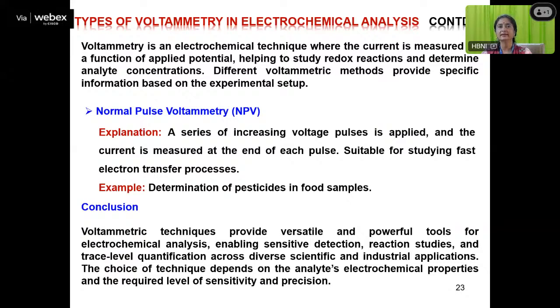So the voltammetric technique provides versatile and powerful tools for electrochemical analysis, enabling sensitive detection, reaction studies, and trace level quantification across diverse scientific and industrial applications. So the choice of technique depends on the analyte's electrochemical properties and the required level of sensitivity and precision. As in the first class we have seen, there are various parameters based on which you will be choosing one technique, like what sensitivity you require, up to what level you have to detect, and all. So depending on that, again, in electrochemistry, you can choose one method.